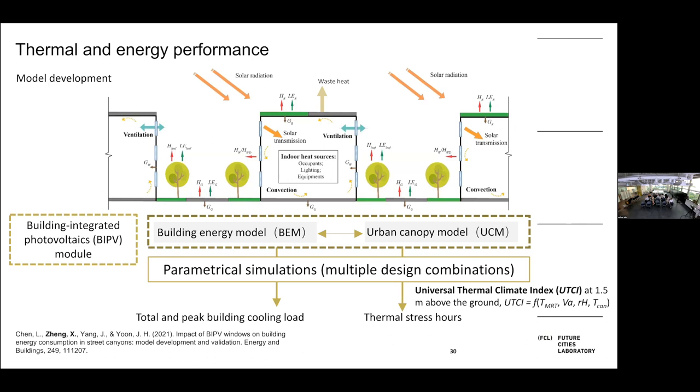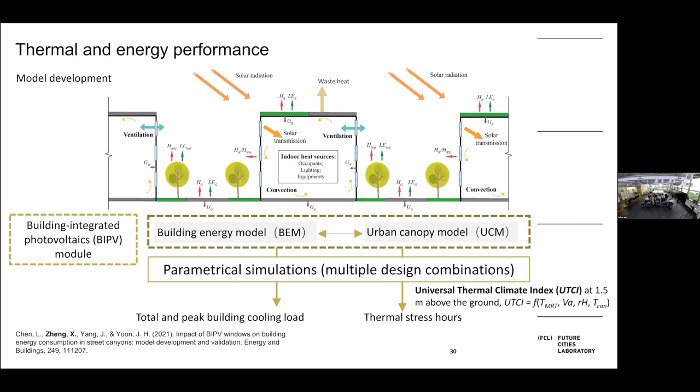Upon this, we adopt the Advanced Urban Canopy Model, UCM. We developed a building energy model embedded inside the Urban Canopy Model with the ability to simulate the building-integrated photovoltaics, BIPV. And with this model, we can simulate the interactive indoor and outdoor climatic environment.